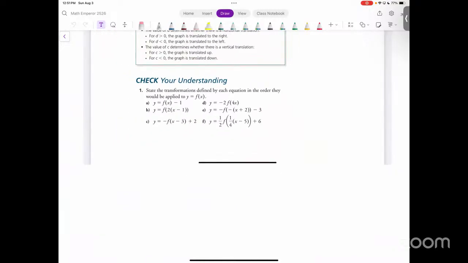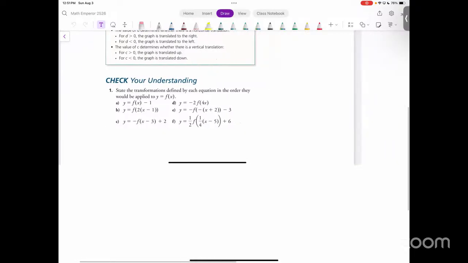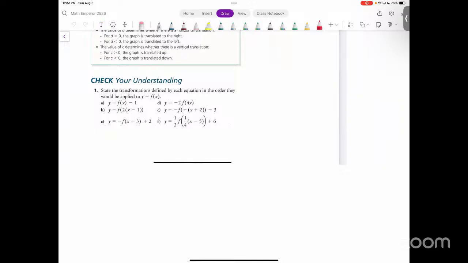State the transformation identified by each equation. I'm not really worried about the easy ones. We're going to go to the complex ones. So let's get started with the complex one. Let's start from f. Kevin, you have learned functions by yourselves. Can you tell me the transformations you had to apply for f of x?